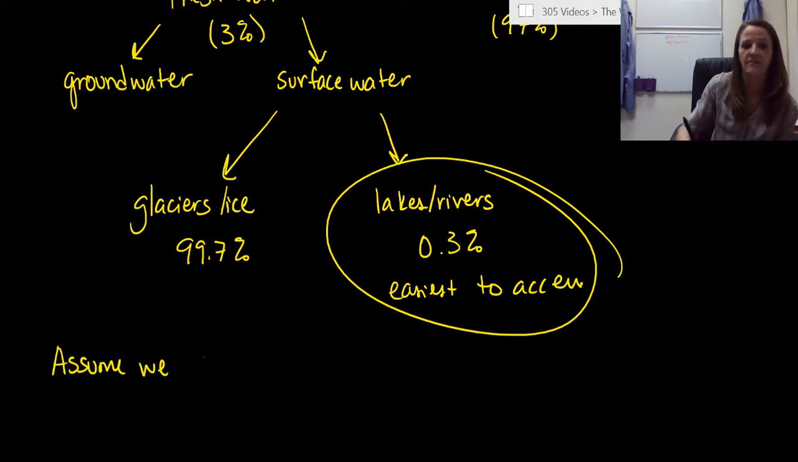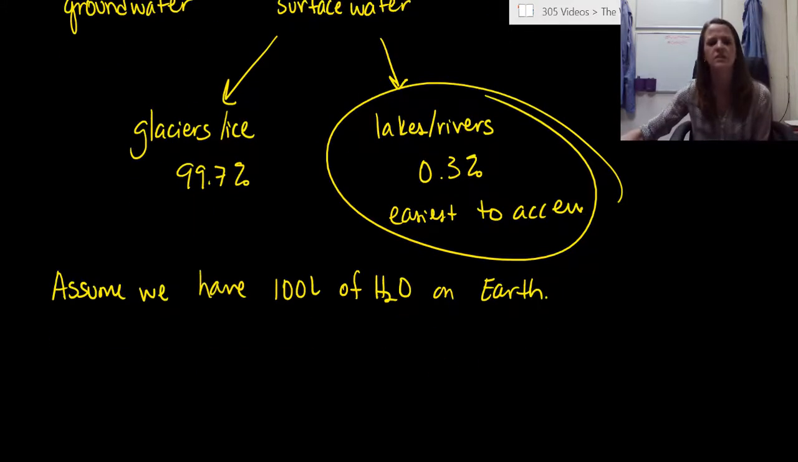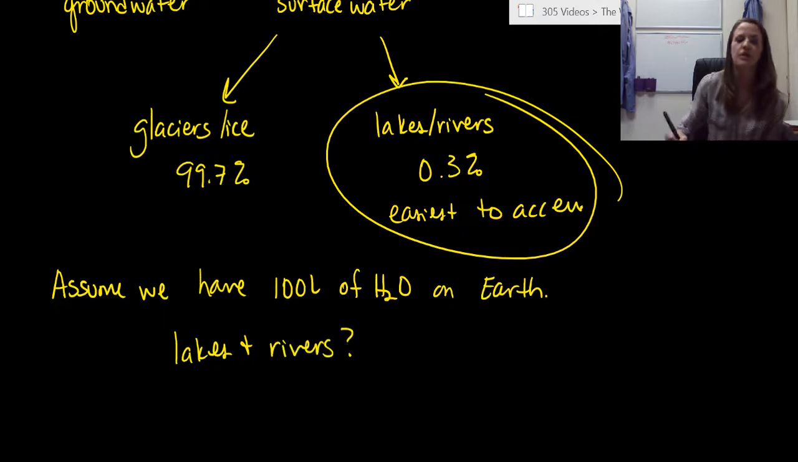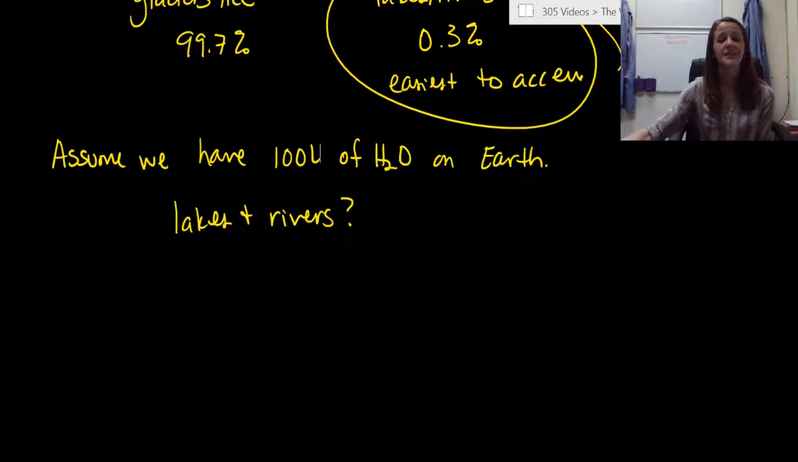So let's assume we have 100 liters of water on Earth. That's crazy, because that's not even close to enough water, but let's just assume that we have 100 liters of water. How much of that would be in the lakes and rivers? What volume is going to be in your lakes and rivers if only 0.3% exists there? Okay, go. All right, did you get an answer? Hopefully you did, but if you didn't, that's okay. Don't get frustrated. This was definitely a two-step math problem.